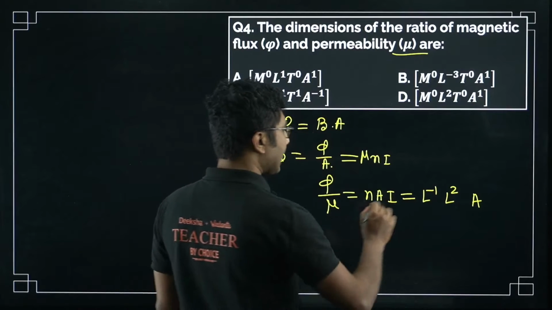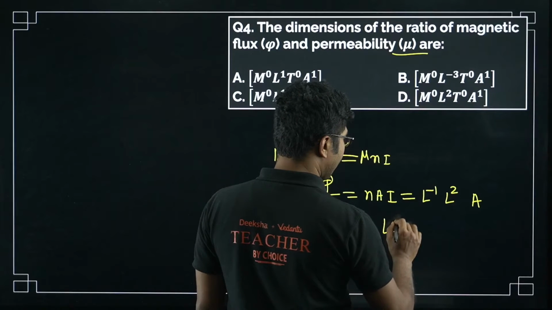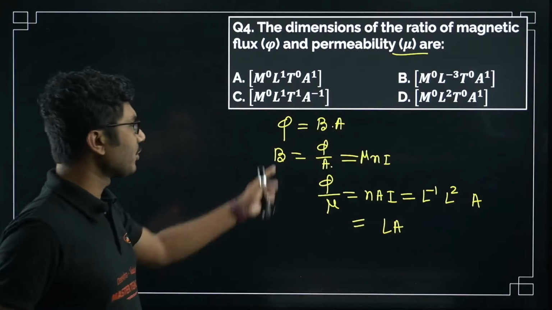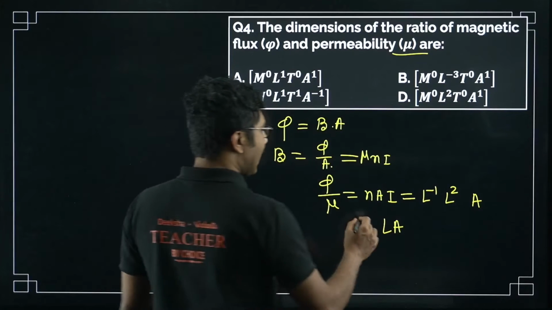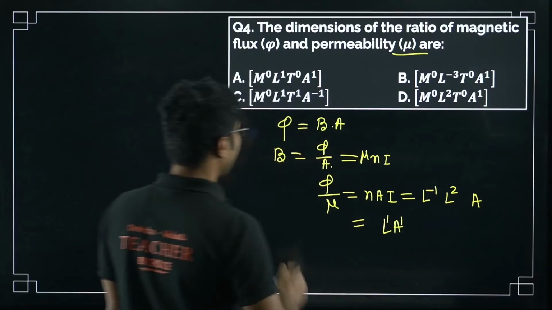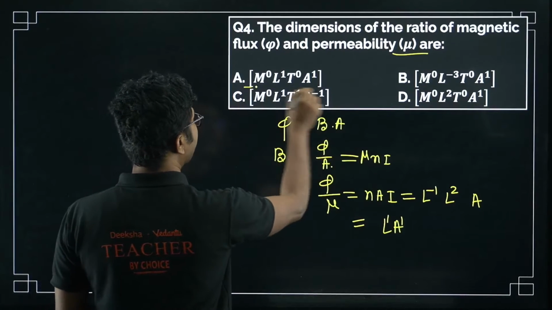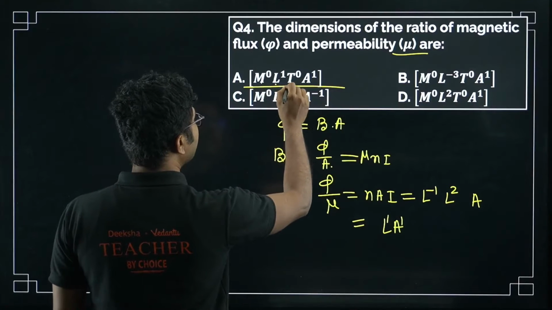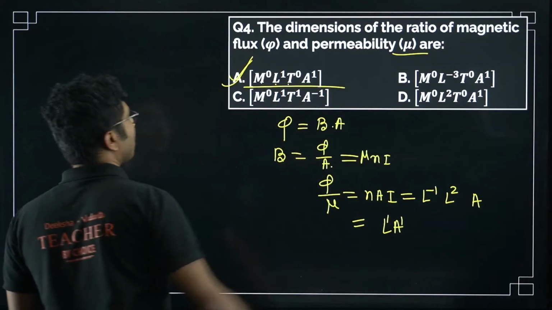Okay, so now what is the dimension? Dimension will be L into A. This is the dimension of phi by mu. So what is L? And all of the other things are 0. So L to the power 1, A to the power 1. So if you see option A, M0, L1, T0, A1. So the correct answer is option A.